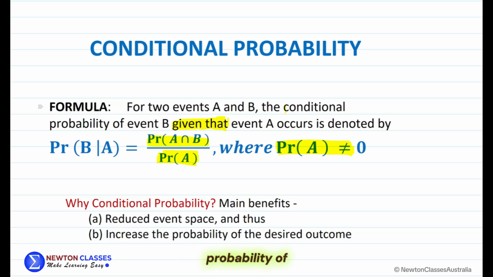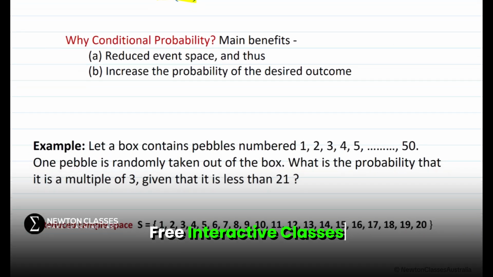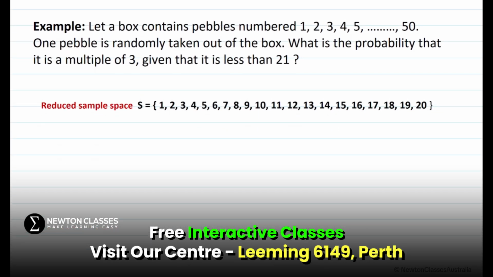by probability of A. The key advantage of using conditional probability, the main advantage, is that the event space becomes less. It means that with the reduced event space, the probability of getting the desired outcome will increase. Let us see how we solve conditional probability with an example.